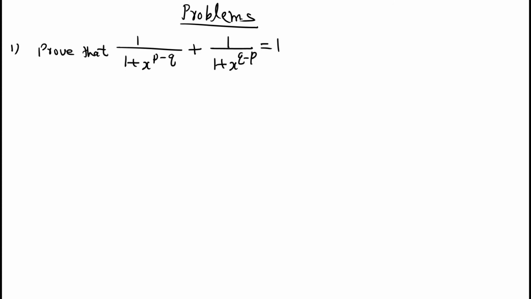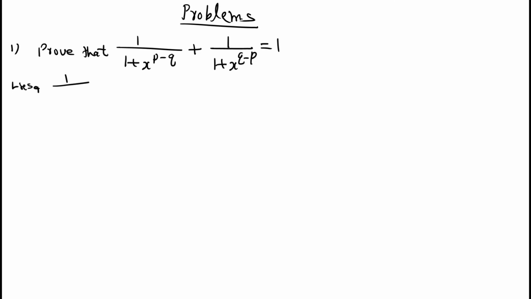See the first question. Prove that 1 divided by 1 plus x to the power p minus q, plus 1 divided by 1 plus x to the power q minus p, equal to 1. You need to prove the left hand side equal to 1. For that reason, consider the LHS of the problem.